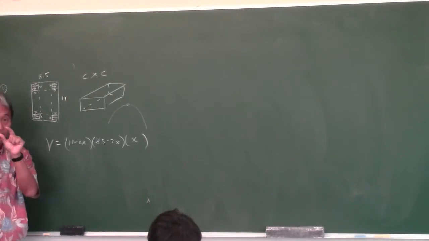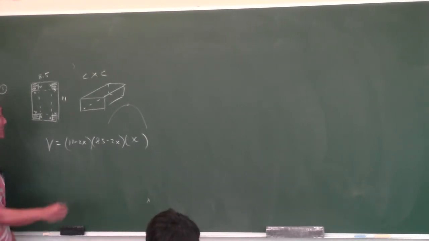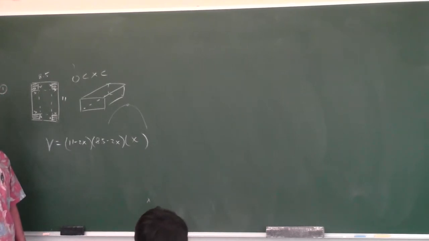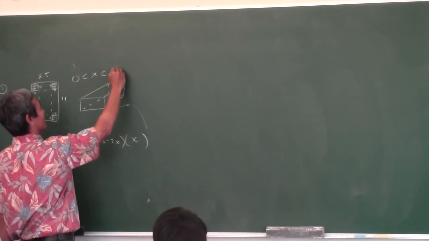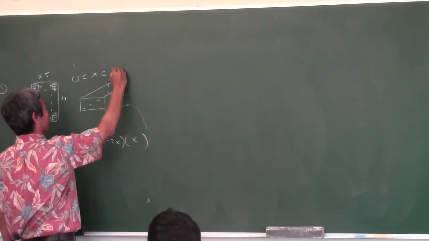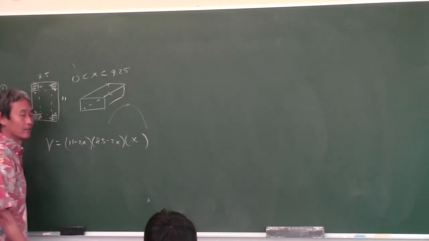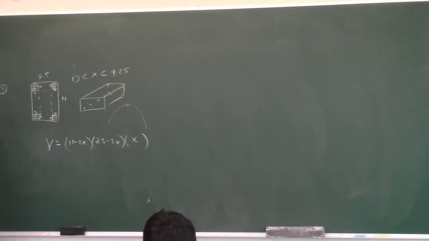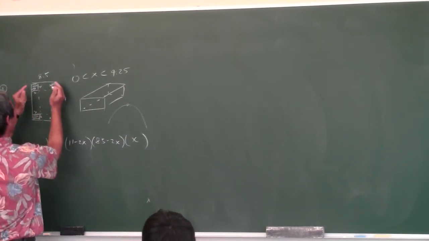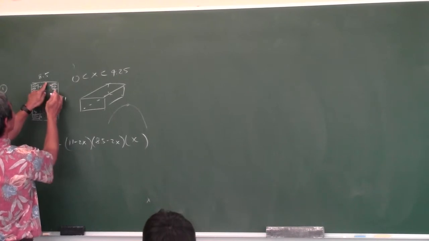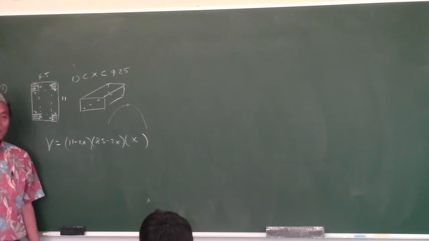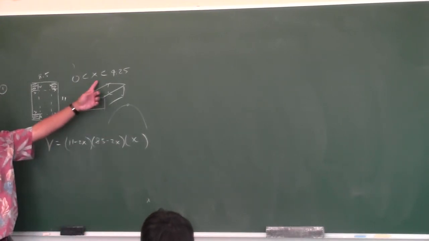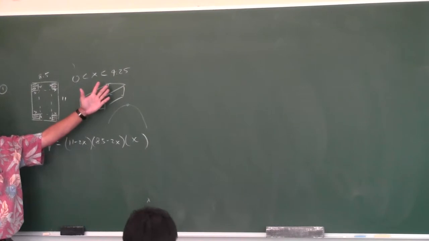X, remember, is a length, right? Zero. So x has to be bigger than zero, and it has to be smaller than? 11. Come on. 8.5. Come on. 6. Come on. 4.25. Somebody tell me, look at this picture. How come x cannot be bigger than 4.25? Because look, the biggest you can cut away, this is 8.5, 4.25 is half of that. In fact, if you cut away 4.25, you got nothing. The volume is going to be zero, right? So this is the domain of the problem. This is the only values of x where the problem makes sense.